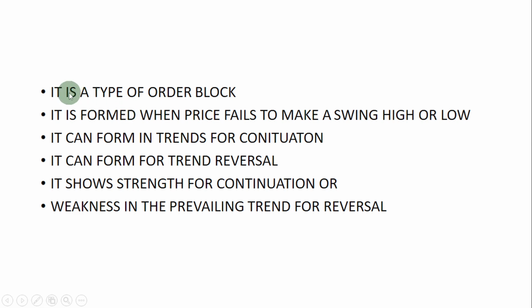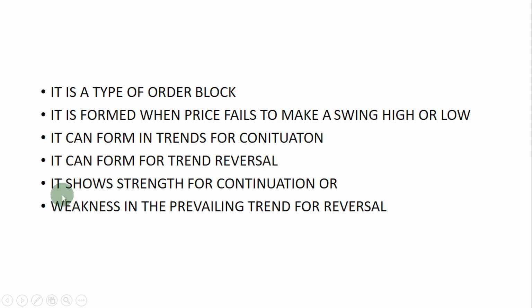We are saying that a mitigation block is a type of order block. It is formed when price fails to make a swing high or low. It can form in trends for continuation. It can form for trend reversal.